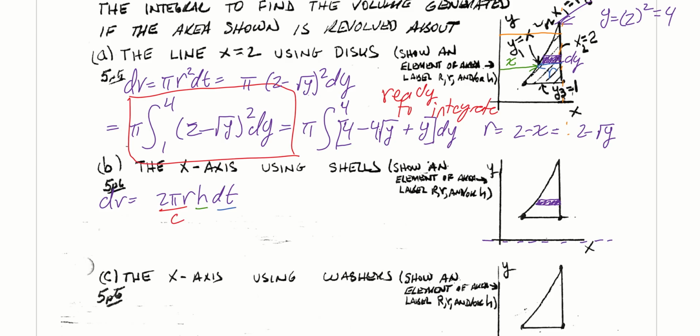So our r is going to be from our axis of rotation out to our strip. That's r. Your height is going to be this distance here. It's pretty much the length of your strip. In this case, this is x2 equal to 2. This is x1 equal to the square root of y. So this is our height, which makes height equal to x2 minus x1.